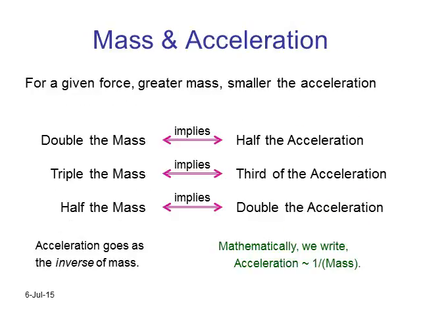All right, for a given force, the greater the mass, the smaller the acceleration. And this is going to be inversely proportional, but it's still going to be sort of a one-to-one thing. So double the mass, you get half the acceleration. So it's exactly inverse. Triple the mass, you get a third of the acceleration. Half the mass, you get double the acceleration. So again, mathematically, that's inversely proportional.